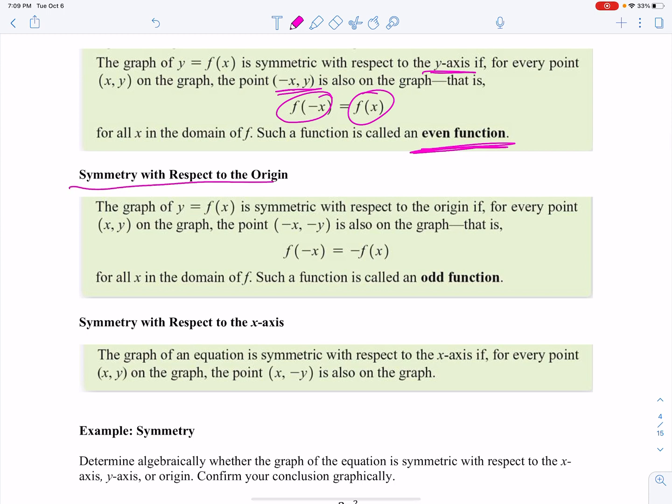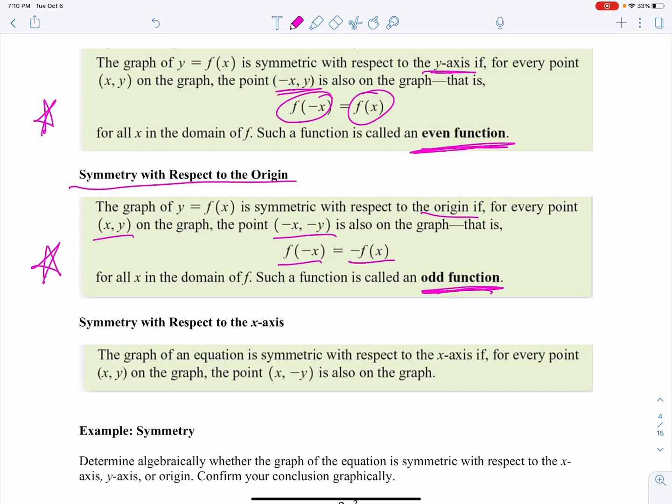Next one is symmetry with respect to the origin. The graph of y equals f of x is symmetric with respect to the origin if for every point x comma y, the point negative x negative y is also on the graph. In other words, if you plug in a negative x, you should get a negative of the entire original function, and if you get that, that's called an odd function. So these two things are important to know.